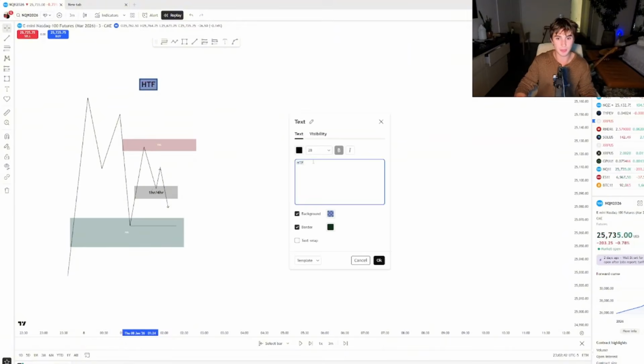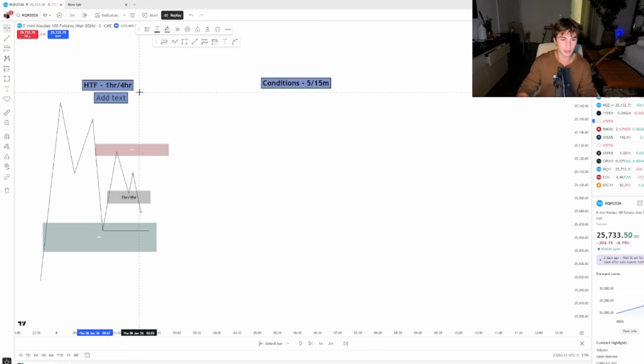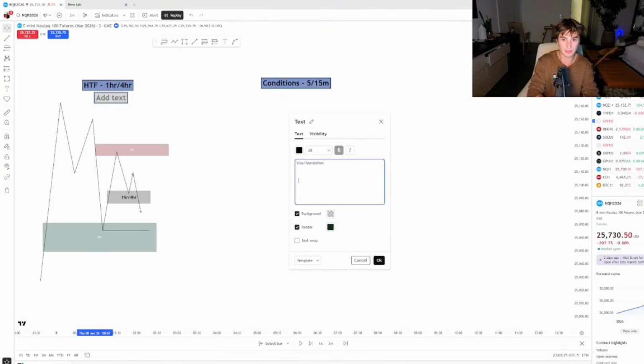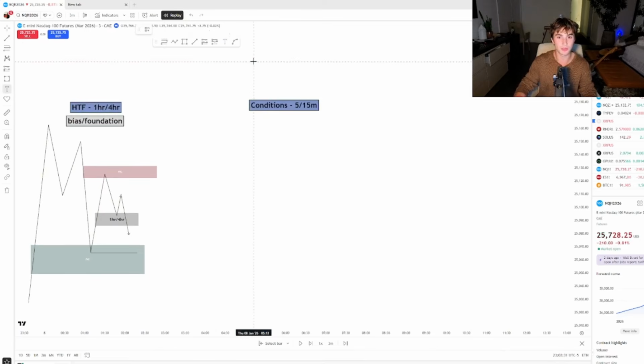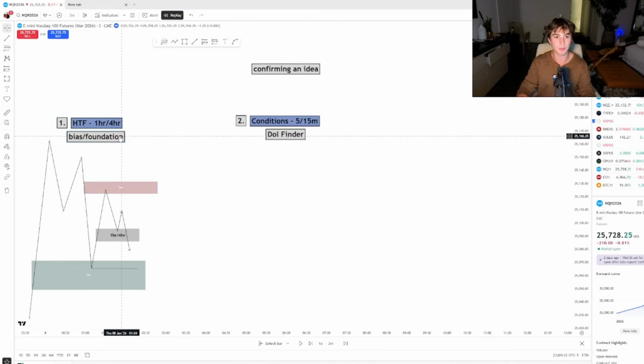Now, the higher time frame is going to be the 1 hour / 4 hour for me. There's going to be the conditions time frame, and this is going to be the 5 / 15 minute. This is a transactional one, right? So this right here is going to be the bias / foundation of your ideas. We'll just call this whole thing confirming an idea. It starts with step 1 right here, analyzing the higher time frame. Step 2, analyzing conditions. Inverses within this time frame are going to help you find your draw on liquidity.